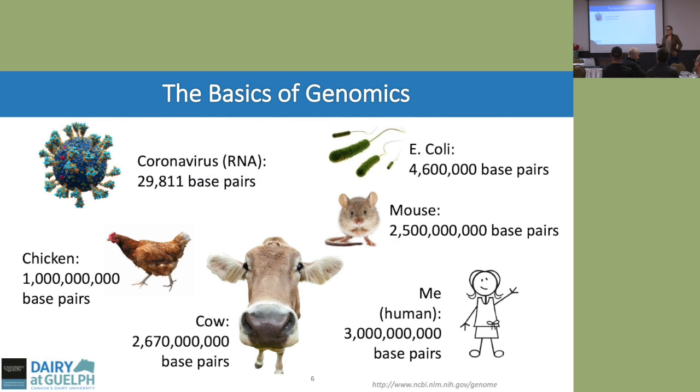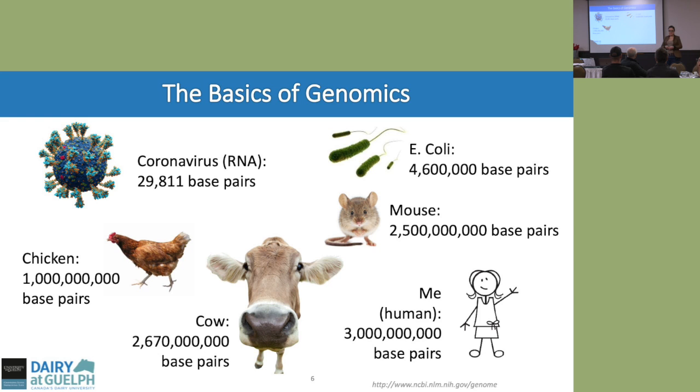So the basics of genomics, right? We've got, anybody hear about the coronavirus? Yeah, exactly. The coronavirus is an RNA virus. It's got about 29,000 base pairs. That means that if you took its DNA, took like a meat flattener, and you hammered it out, it would be 29,000 As, Cs, Ts, and Gs long. That's it. Now, E. coli, heard of it maybe? 4.6 million base pairs.